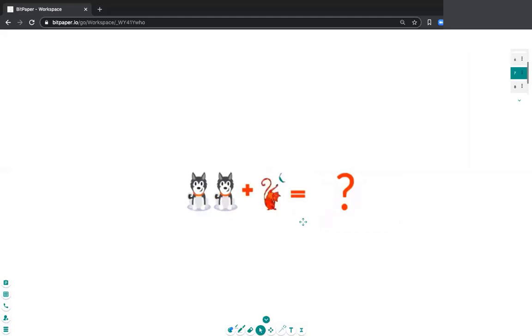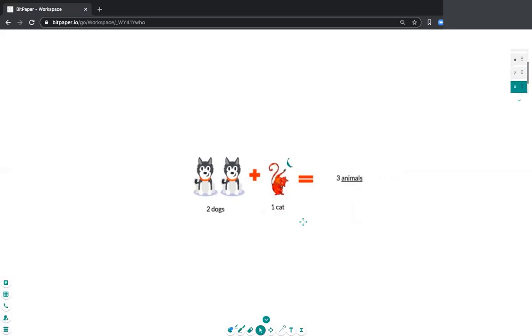Now, things get a little interesting when we start adding things that appear to not share a name. So here we have two dogs plus one cat. What could be the common denominator? What could these two sets share? Two dogs plus one cat equals three animals. So animals would be our common name or our common denominator.